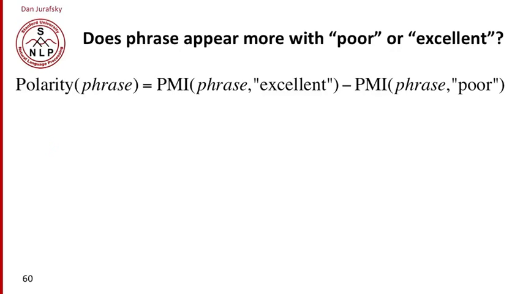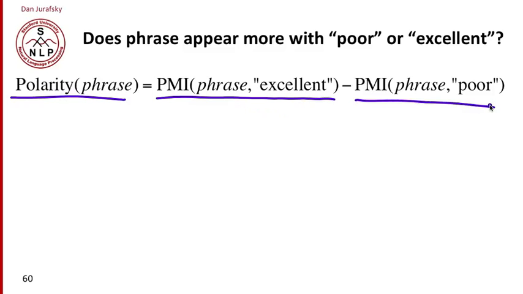Once we have a measure of co-occurrence, of how much a phrase co-occurs with the word excellent or the word poor, we can now determine its polarity. The equation for polarity in the Turney algorithm is just the pointwise mutual information of any phrase with the word excellent, minus its pointwise mutual information with the word poor. So how much more does the phrase appear with excellent than poor, or vice versa?